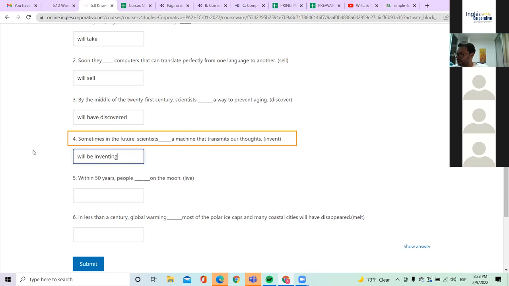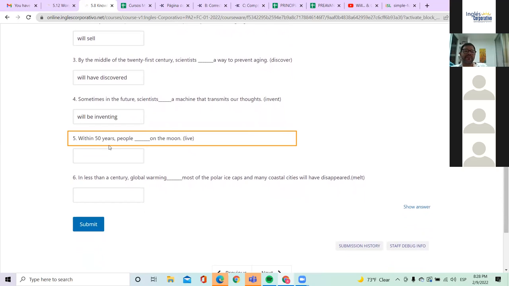Is that right? What does everyone think? Is that right? Yes, will be inventing. Nice. So we don't know when exactly, right? We just know that sometime it'll happen at some point. Okay.